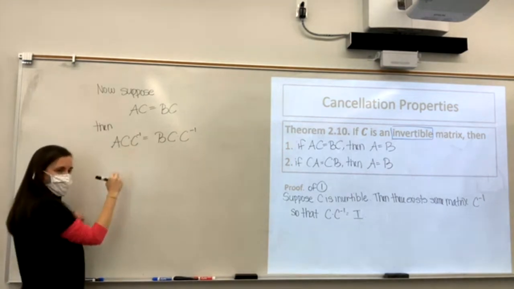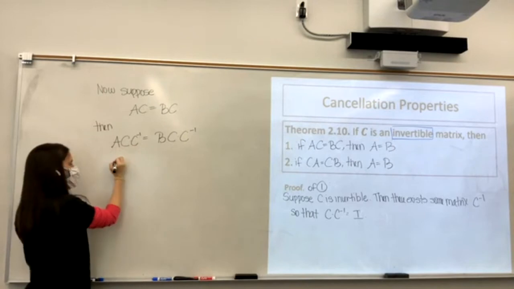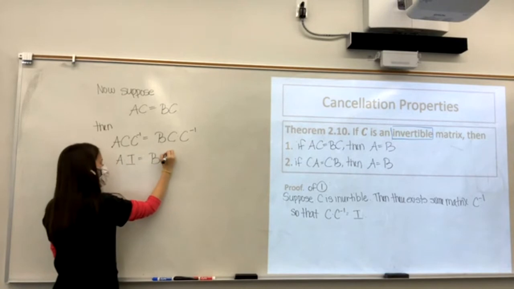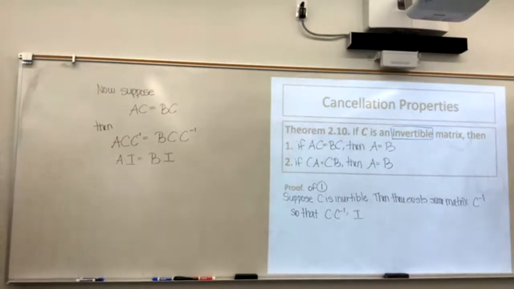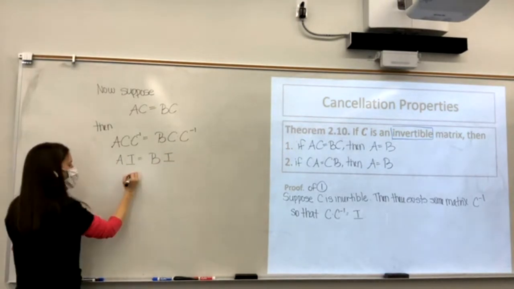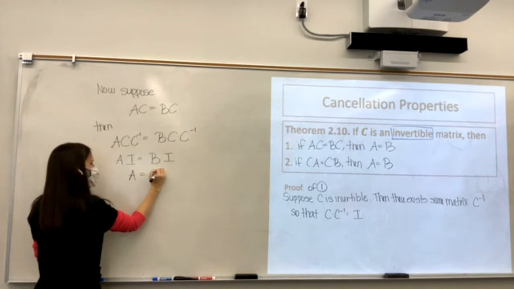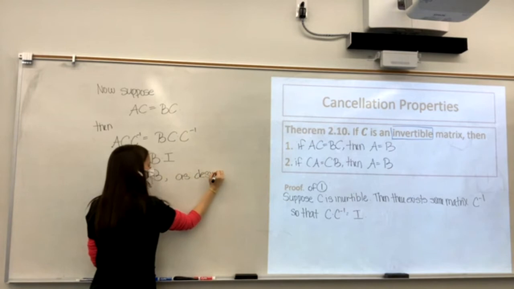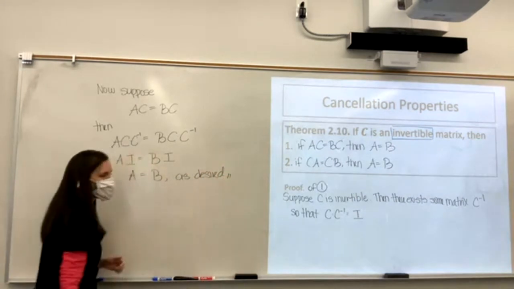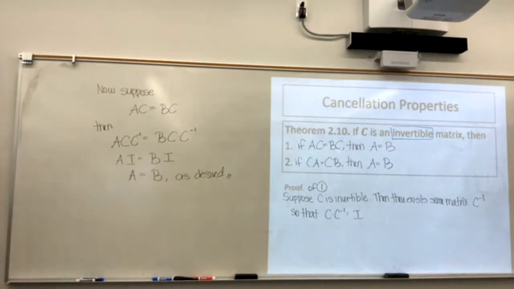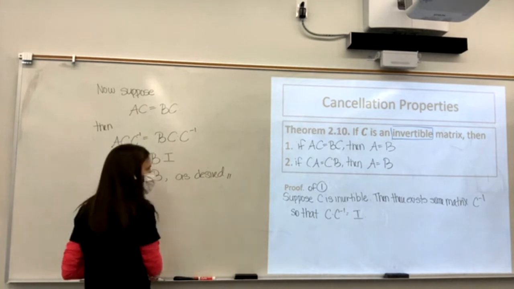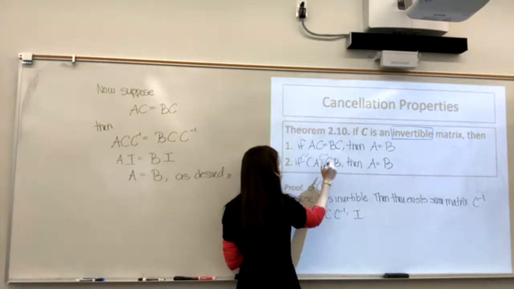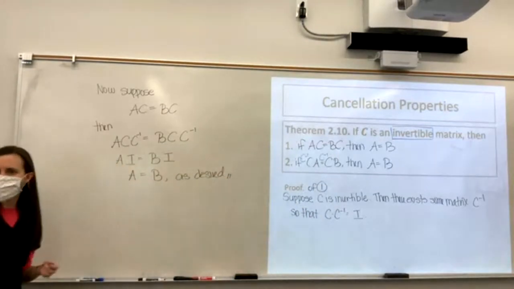But now, what's C times C inverse? The identity. I'm going to keep asking that over and over again just to try to get it in your brain. And then A times the identity is A, B times the identity is B. And the other direction works exactly the same way, except instead of multiplying on the right by the inverse, you multiply on the left.